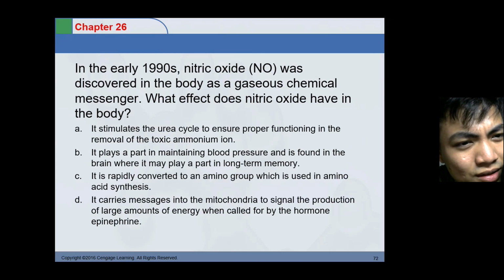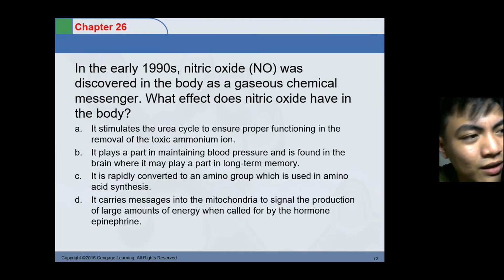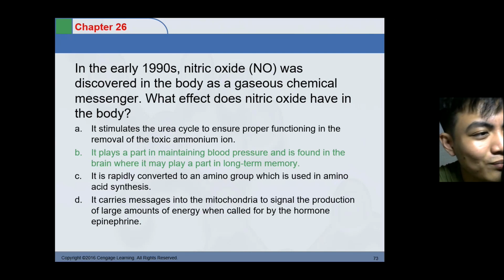Letter D, it carries messages into the mitochondria to signal the production of large amount of energy called for by the hormone epinephrine. Okay, so yung B and D medyo unsure tayo. But according to the PowerPoint, the correct answer is letter B. Okay? So yun. So it plays a part in maintaining blood pressure and is found in the brain where it may play a part in long-term memory. Okay? So anyway, I think trivial lang to. So at least lahat tayo natuto this time.